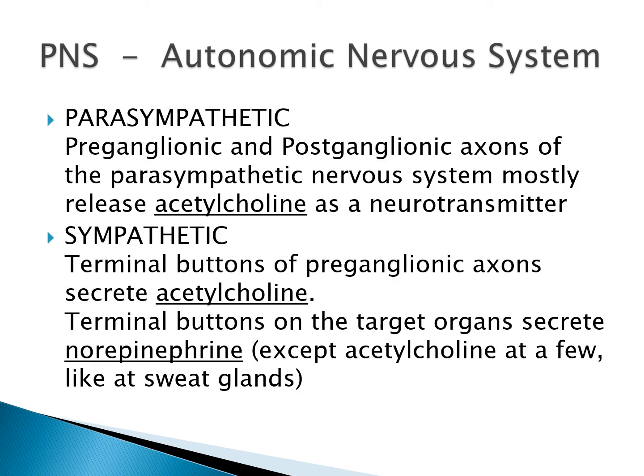To some extent, I always feel this slide is a little wordier than it needs to be. If we look at the preganglionic axons of either the sympathetic or the parasympathetic nervous system, they're releasing acetylcholine onto those neurons, onto those ganglia. And then the postganglionic axons of the parasympathetic nervous system are also mostly releasing acetylcholine as their neurotransmitter, whereas in the sympathetic nervous system, those terminal buttons, the postganglionic axons communicating to those target organs, are secreting norepinephrine, except in a few places where they are releasing acetylcholine, like at the sweat glands.